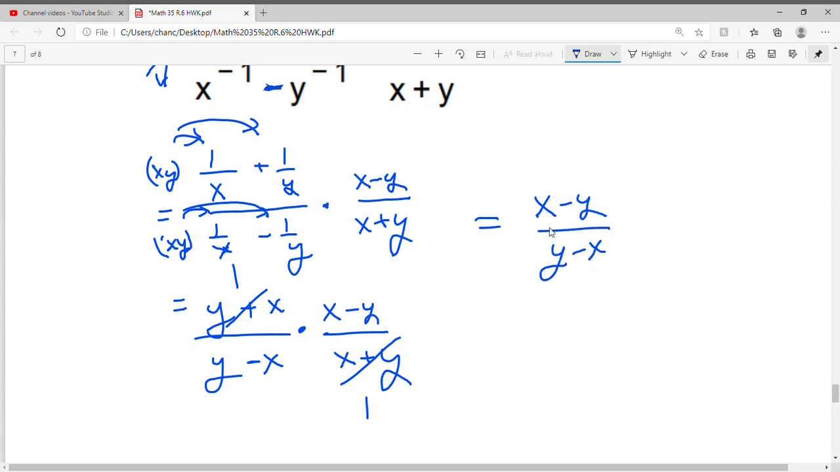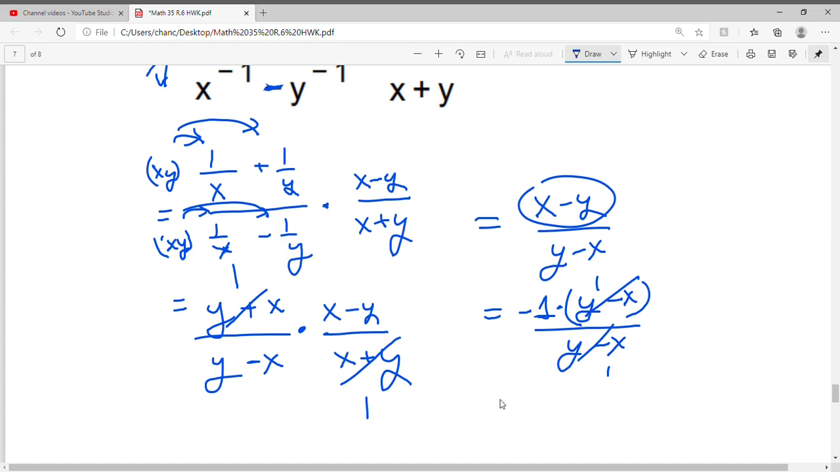Now they look very similar, but they're not quite equivalent. So let's see if we can factor out a negative 1 from the top, and this will give us y minus x over y minus x. Now notice that the negative 1 causes the numerator to switch around and become y minus x. Now we can reduce these. There's a multiplication between them, so we can reduce that to a 1 and a 1. So this actually is negative 1.